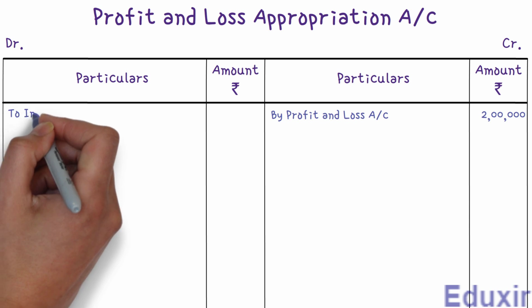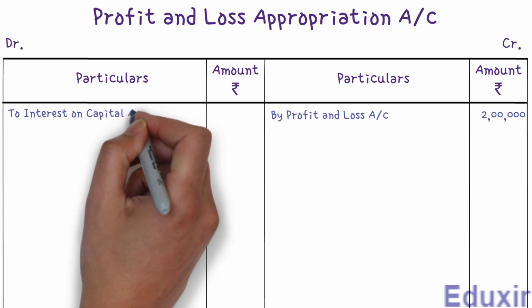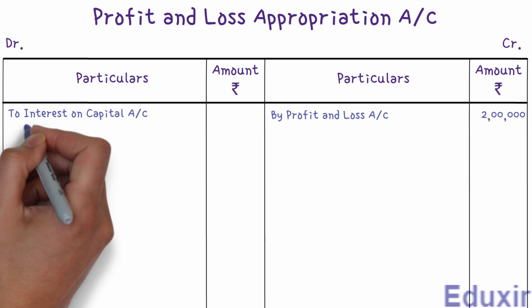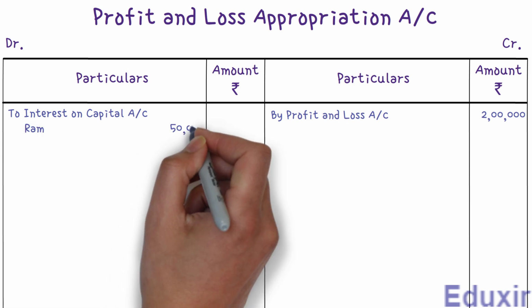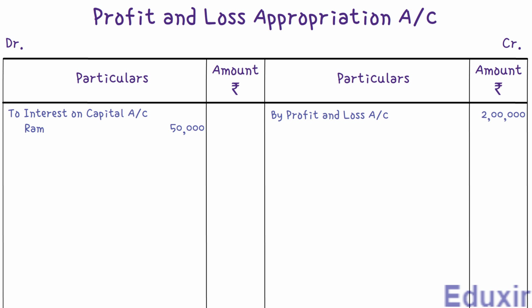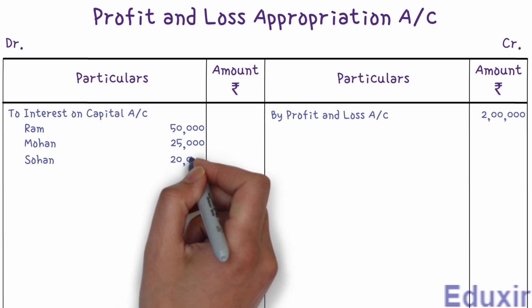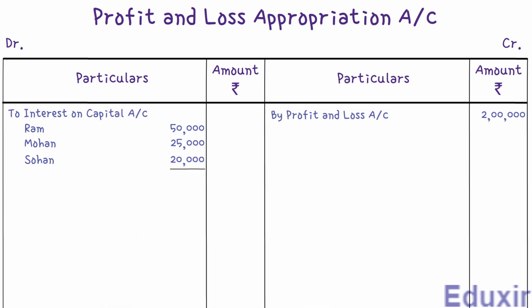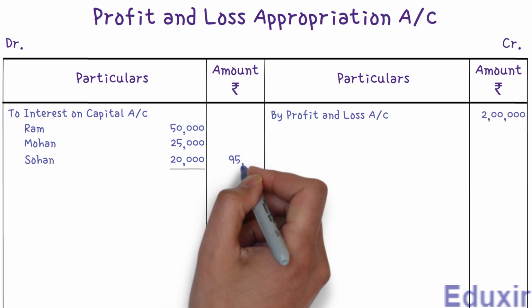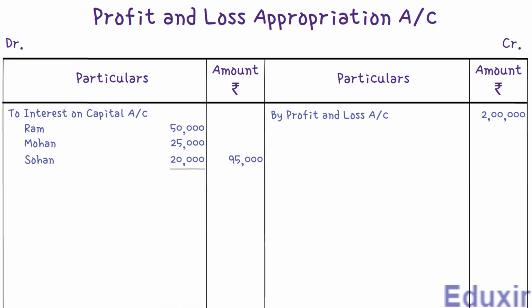Let's first write to interest on capital account on the debit side in the particulars column. Let's then write the interest on partner Ram's capital as 50,000 rupees. Let's then write the interest on partner Mohan's capital as 25,000 rupees. Let's then write the interest on partner Sohan's capital as 20,000 rupees. Now the total of all these interests on capital is 95,000 rupees. Let's write this amount in the amount column. With that, we have completed the posting of the interest on capital transfer from the interest on capital account to the profit and loss appropriation account.